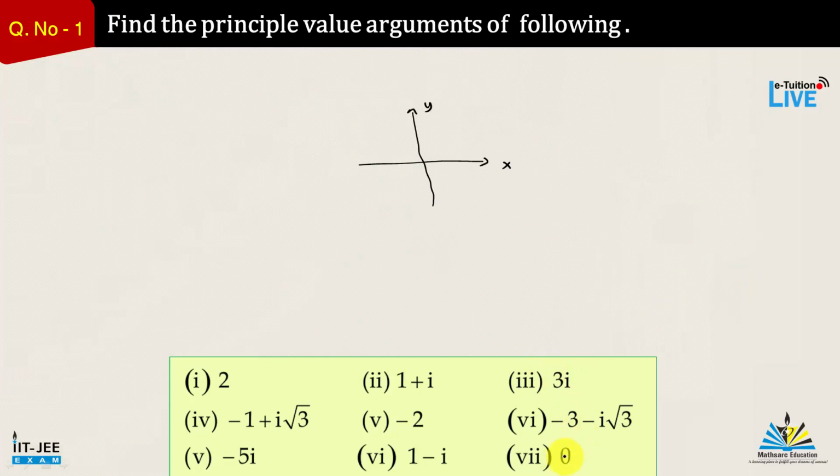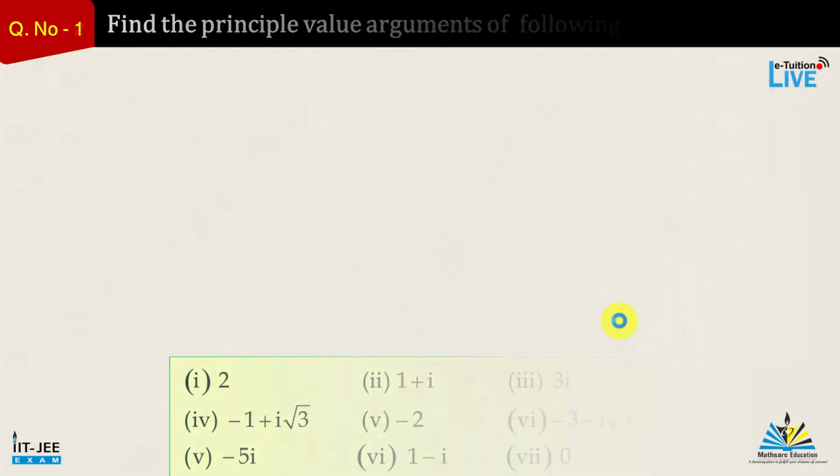And for the principal argument of the complex number 0, let's say this is the complex number 0, so the amplitude of 0 is not defined. The argument of 0 is not defined. Its magnitude is 0, that is the magnitude of complex number 0 is 0, but its principal argument or argument is not defined.